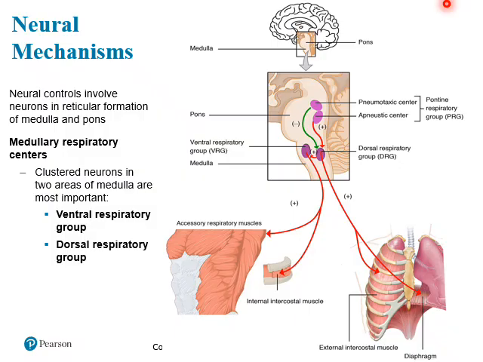Its inspiratory neuron will excite the inspiratory muscle. The inspiratory neuron will excite the inspiratory muscle via the phrenic nerve, from the diagram, and the intercostal nerves. The expiratory neurons inhibit the inspiratory neurons.